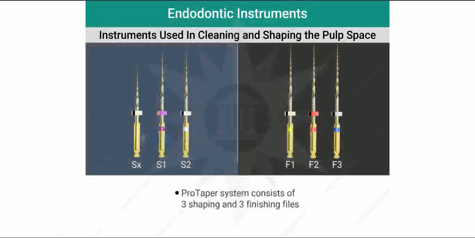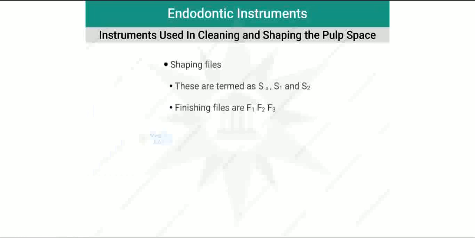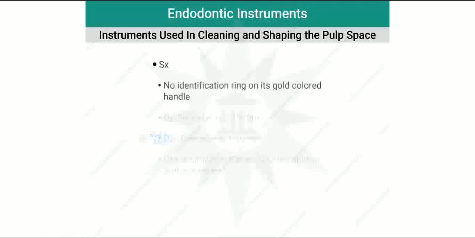Let's talk about SX. It has no identification ring on its gold colored handle. The tip diameter is 0.19 mm and the diameter at D14 is 1.20 mm. Its use is similar to that of a Gates Glidden drill or orifice shaper.